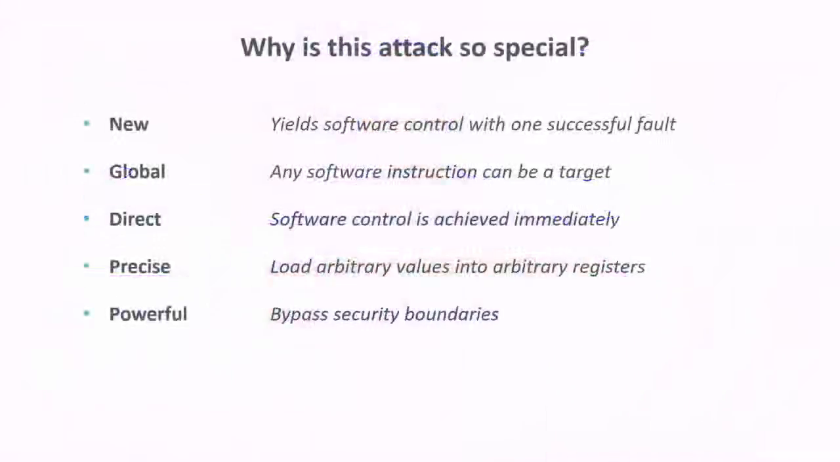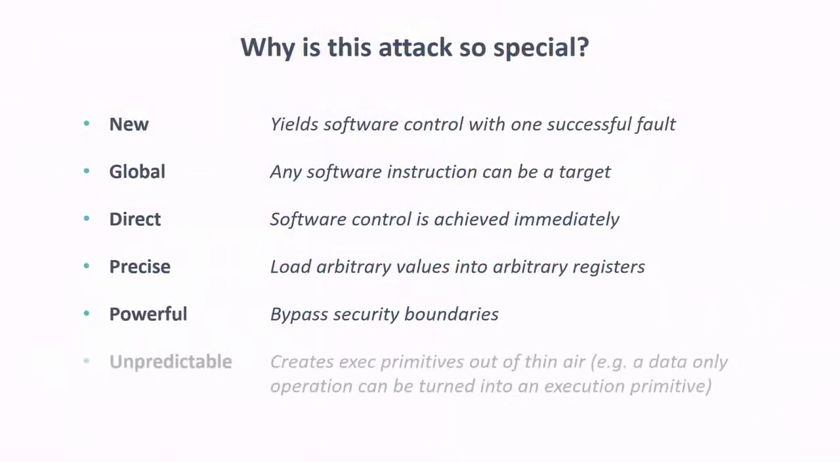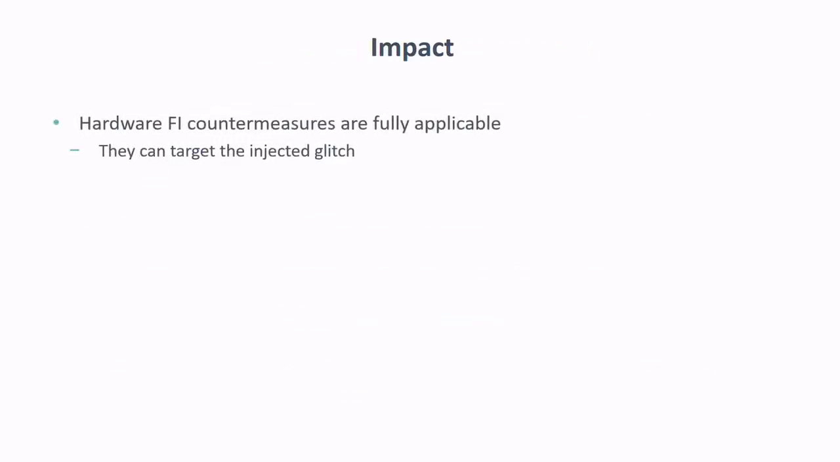It's powerful because it works across security boundaries, and it's unpredictable. Basically, we are creating execution primitives out of thin air. We have a data primitive, like a load or a store, that will be turned into an execution primitive just because the destination register is now the program counter or SP. This is something which we think is really innovative in what we are doing now. The impact is that the hardware fault injection countermeasures are fully applicable, so they work. If you're able to prevent the glitch being injected, fine.